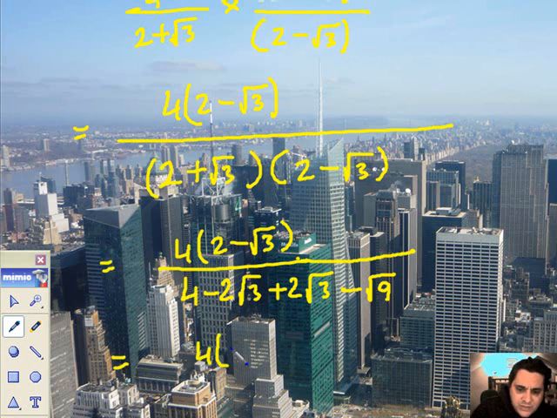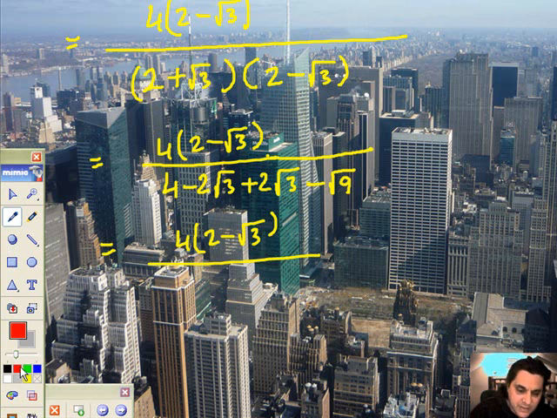I've got 4 lots of 2 minus root 3. And look what we've got downstairs. I've got 4 minus 2 root 3's plus 2 root 3's. You know what that means? Minus 2 root 3's plus 2 root 3's, I haven't got any root 3's. Now look what I'm left with underneath therefore. I've got 4 minus the square root of 9.